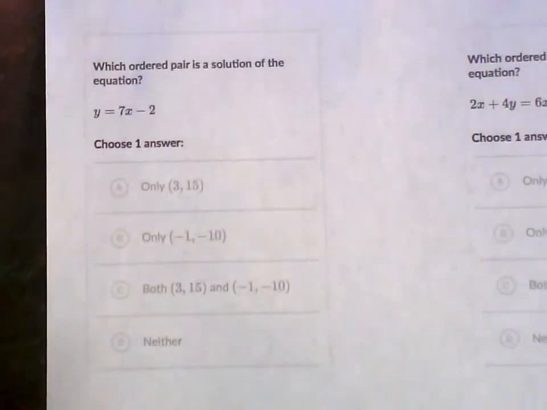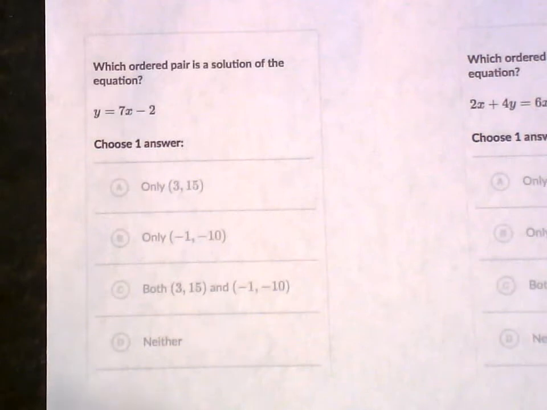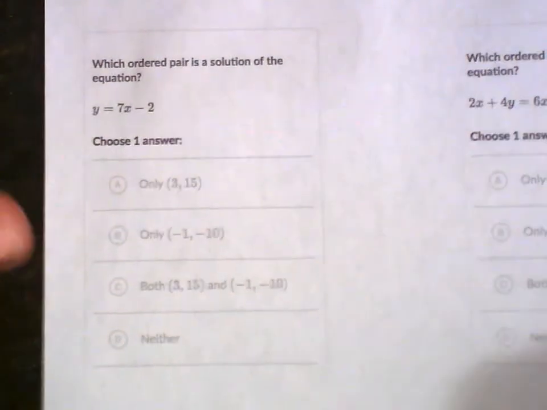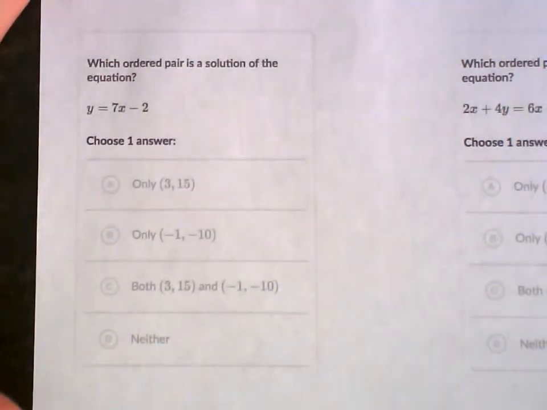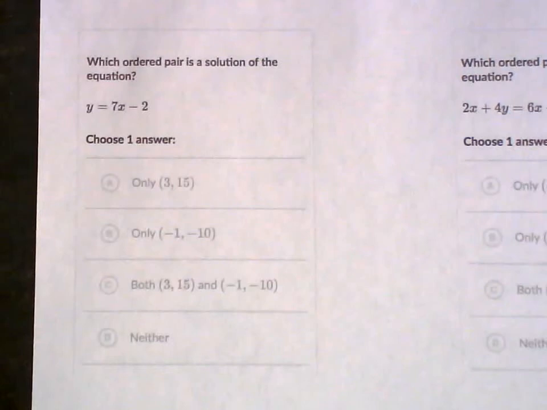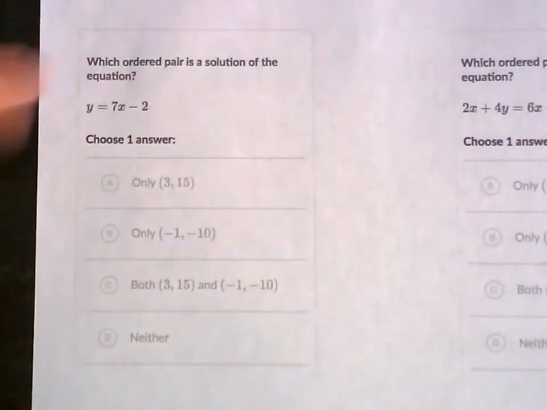So I challenge you guys to try this next one on your own. This is our third of 6 problems that we're going to do, because the next ones are going to get a little bit more difficult, but still the same type. So pause the video and try this one on your own. All right, so which ordered pair is a solution of the equation?